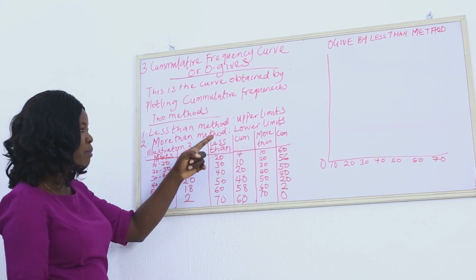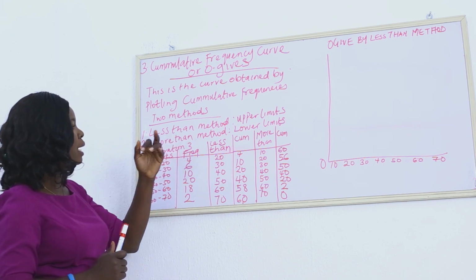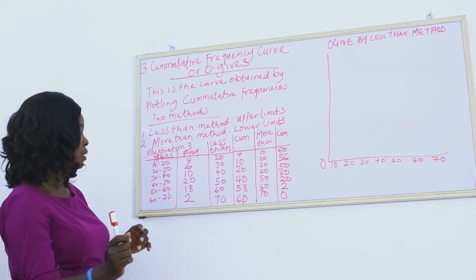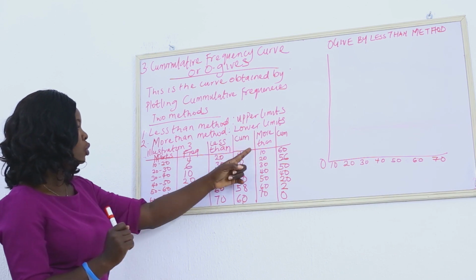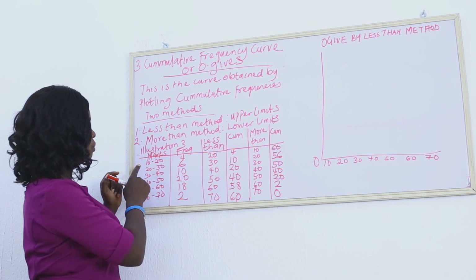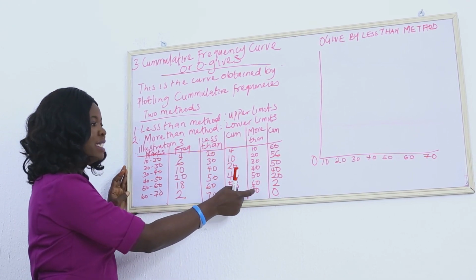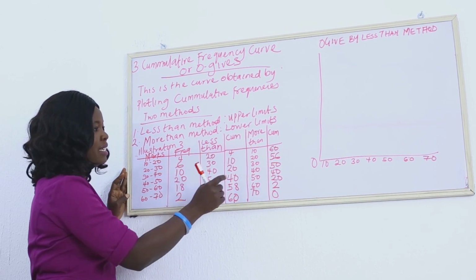That is the less than method, and we use the upper class limit. For the more than method, we use the lower class limit. Using the lower class limit, the first lower class limits are 10, 20, 30, 40, 50, 60, but 70 will still be included in this class.